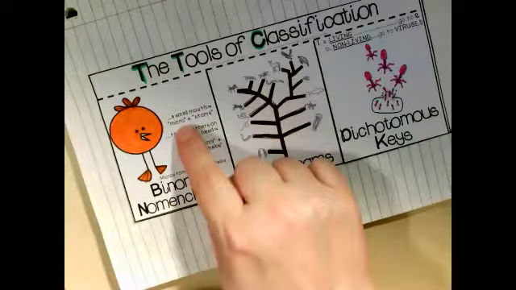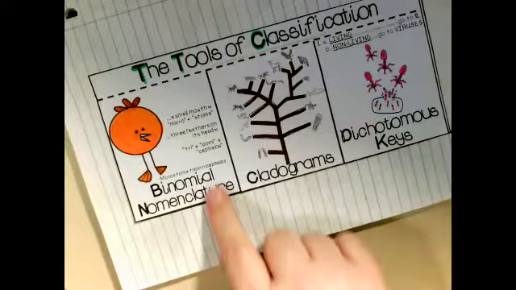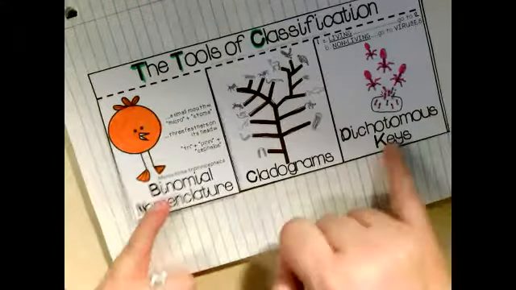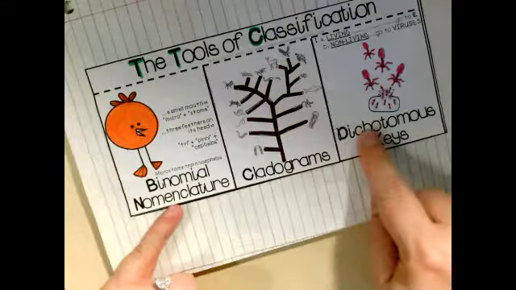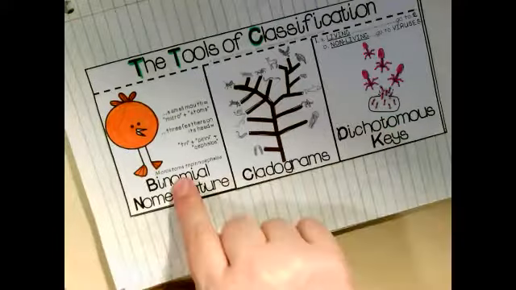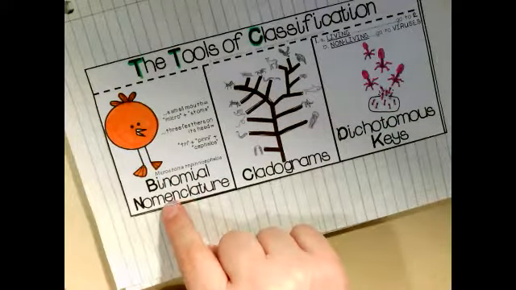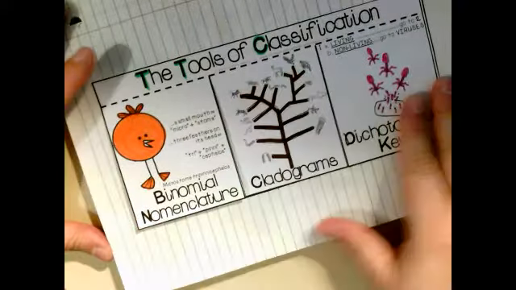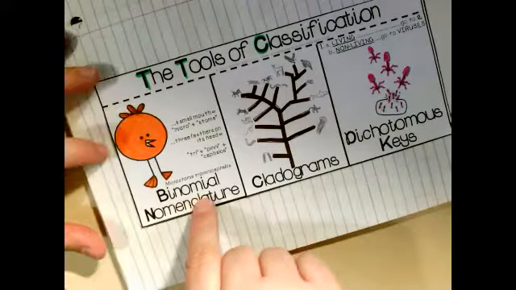So looking at this, these are the three. I told you that we would look at these couple of words again. I really want you to focus on the dichotomous key and the binomial nomenclature. This cladogram, we'll talk about that one in a minute. But let's start here with the binomial nomenclature.